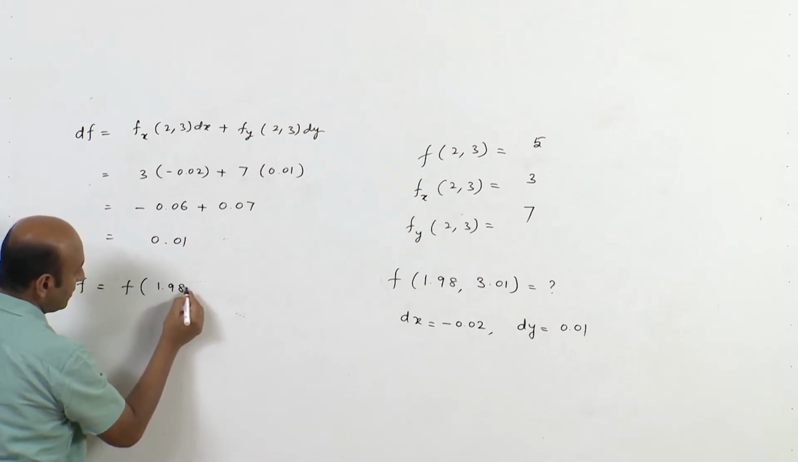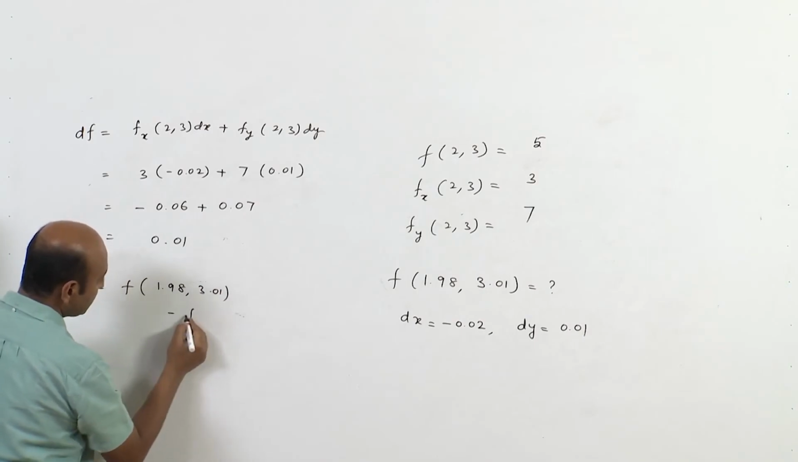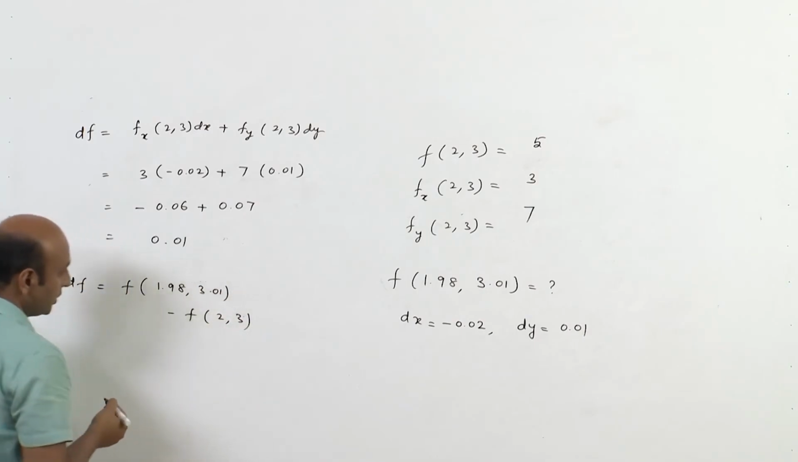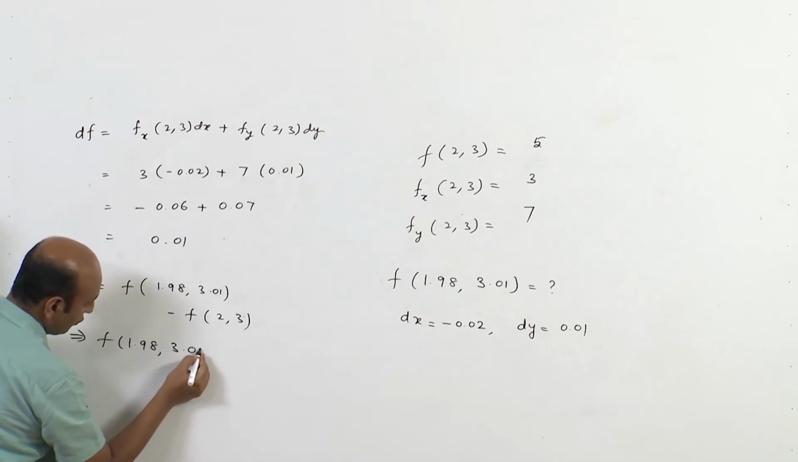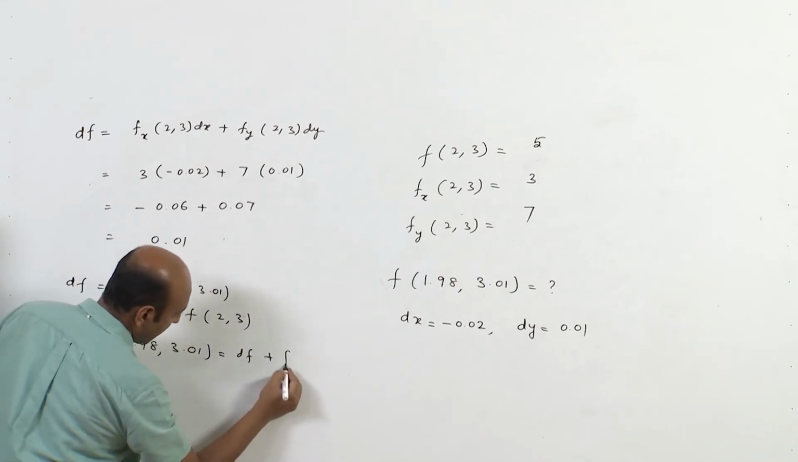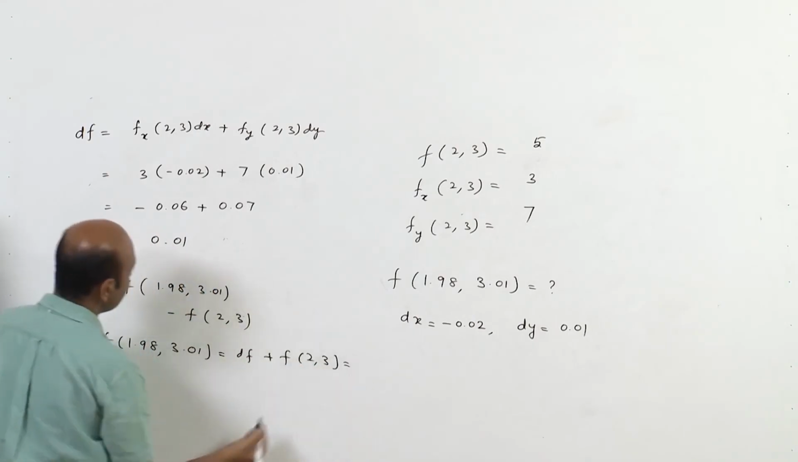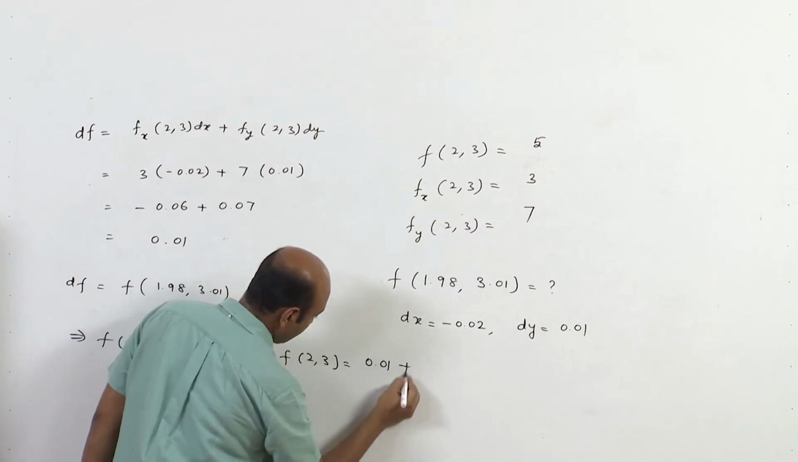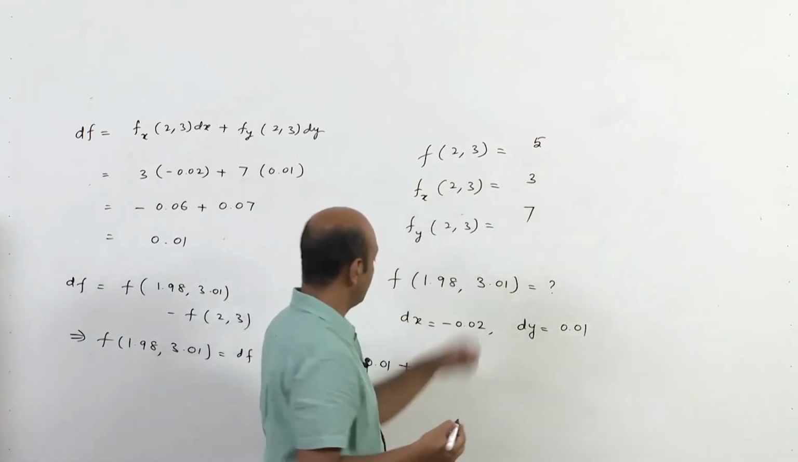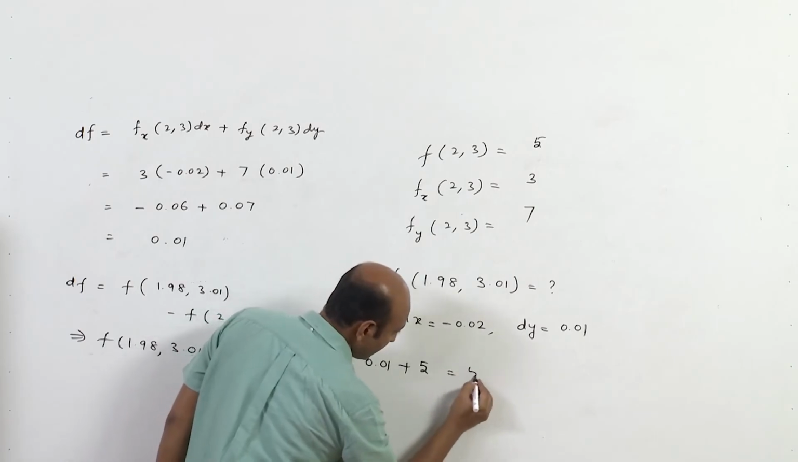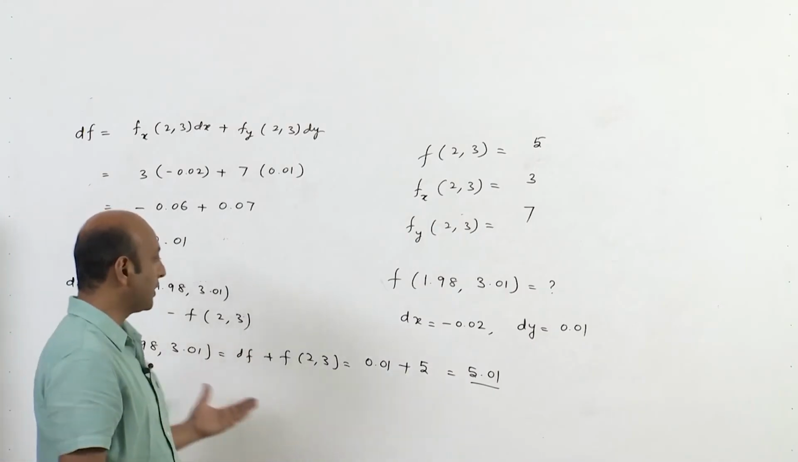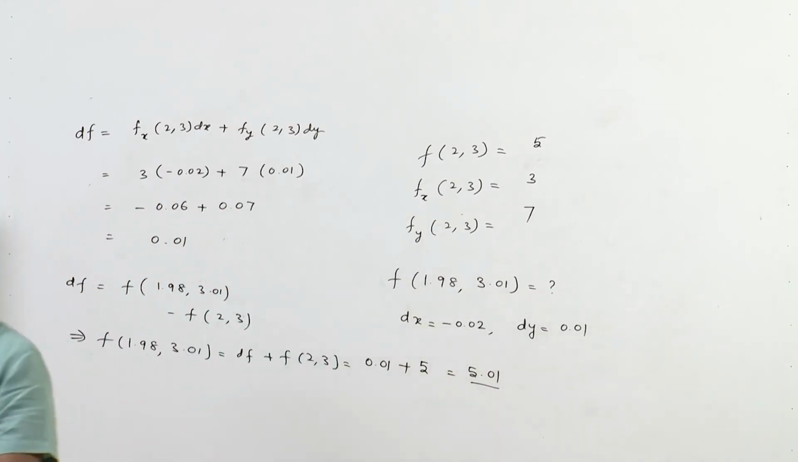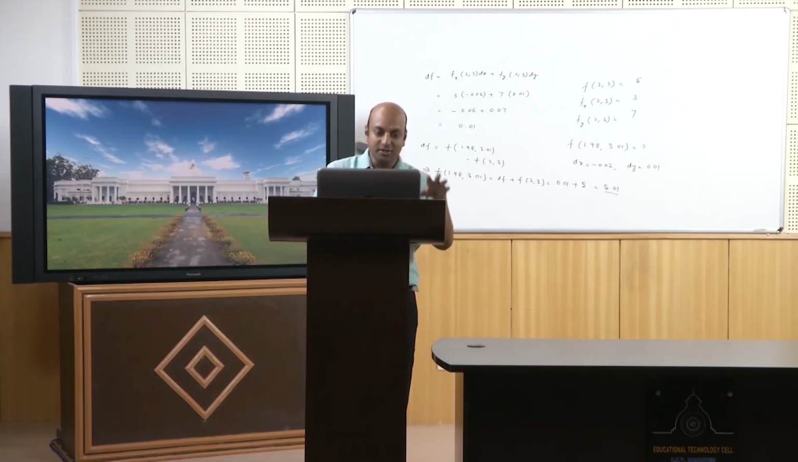Okay. And the change in the value of the function is given by f at 1.98, 3.01 minus f at 2, 3. So, this implies f at 1.98, 3.01 will be equal to df plus f at 2, 3, and df is 0.01 plus f at 2, 3 is 5. So, this will be 5.01. So, the approximate value of the function at this point is 5.01. Okay. So, this is one type of problem which can be solved using differentials.